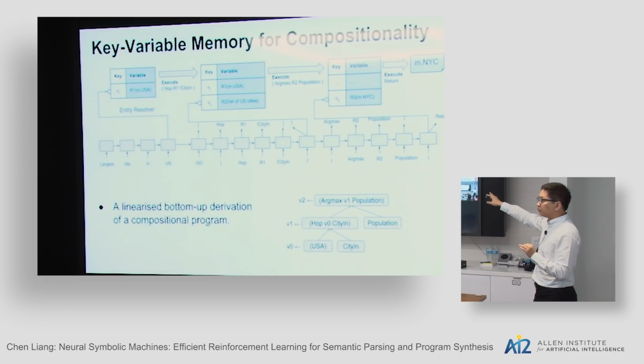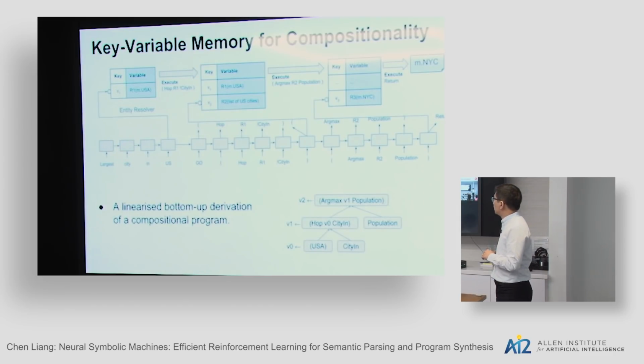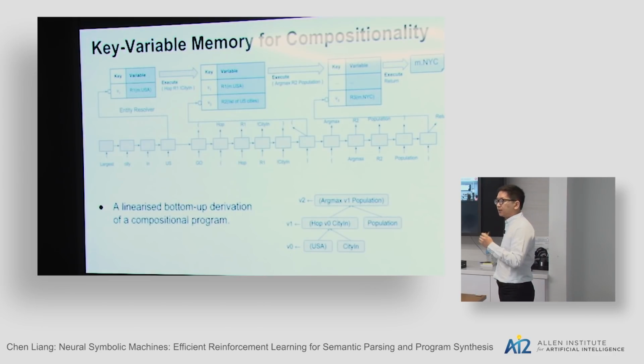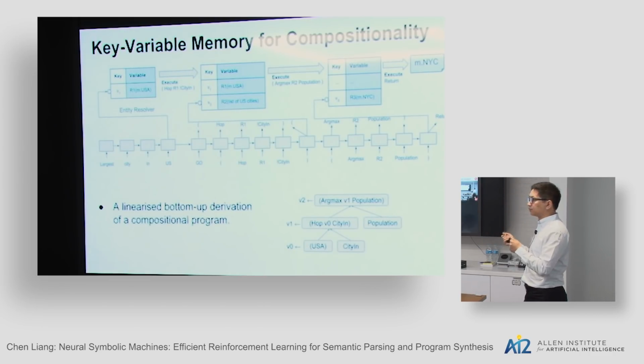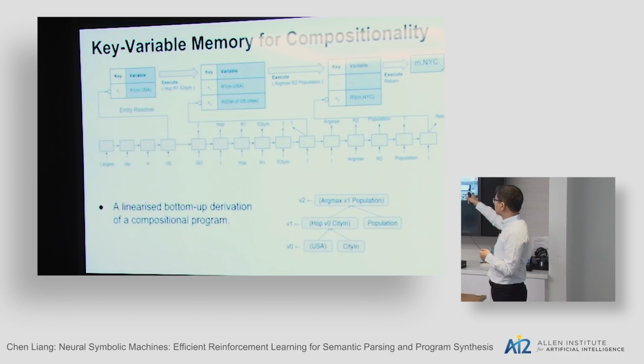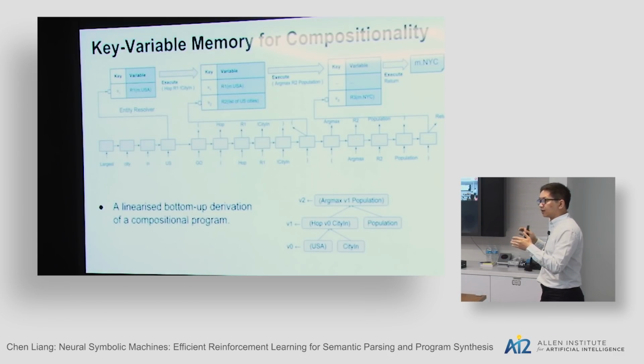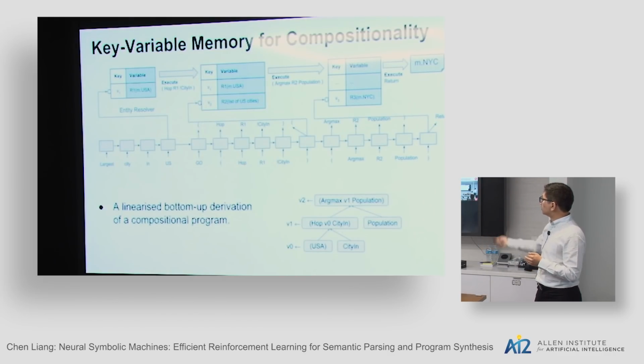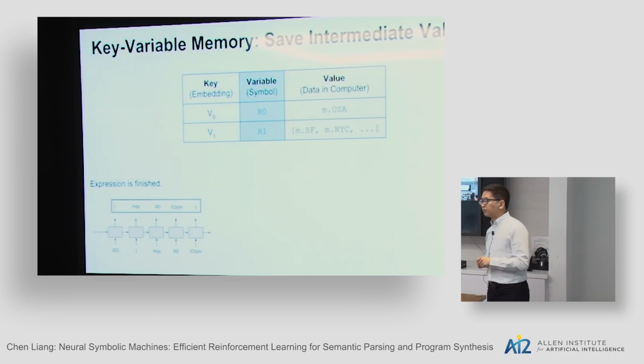I will go more into the details of how this works, but on the high level, what it does is basically say, whenever you resolved some entity in the encoder, or when you finished some expression and you compute and get some new results, it will be pushed into a memory. And then in later expressions, you can try to pick from the memory to create, say, a compositional program. And this is like a linearized bottom-up derivation of this program tree. So let me go into more detail of how it works.